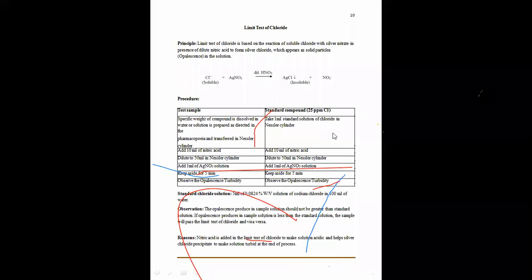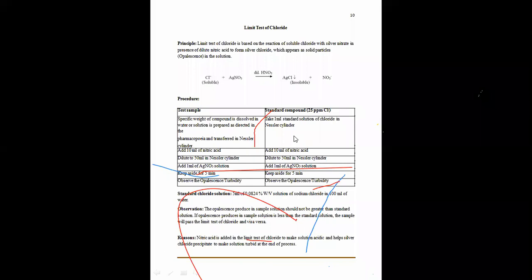How much amount of chloride ions we are going to add? 25 ppm. Now this ppm stands for parts per million. So this parts per million amount of chloride ion we are going to add in the 1 ml of standard solution in the Nessler cylinder.